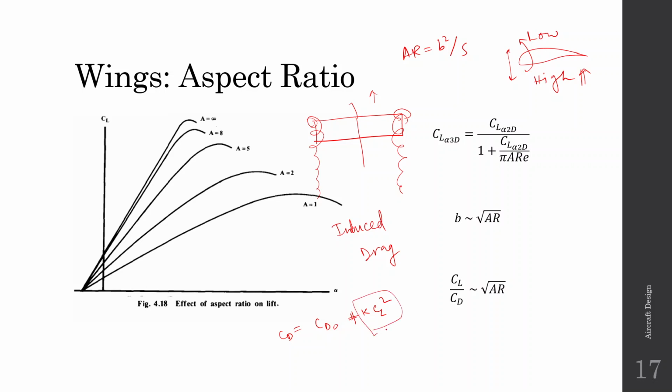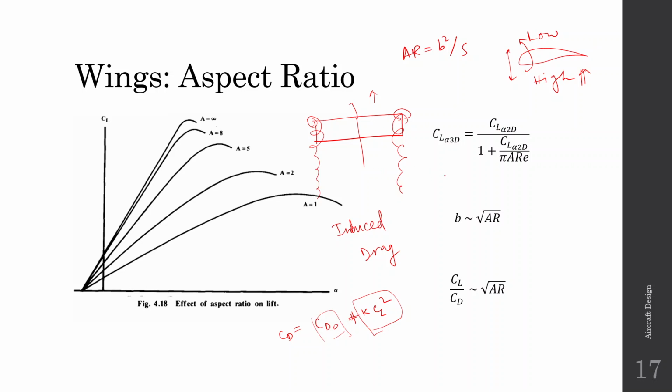Usually this component is more significant than this component. So all efforts are made to reduce the induced drag. Now see, you cannot eliminate this completely because you cannot have an infinite wing. In the real world we have to make finite wings, so there will always be some kind of a vortex like this. But we can try to minimize it.